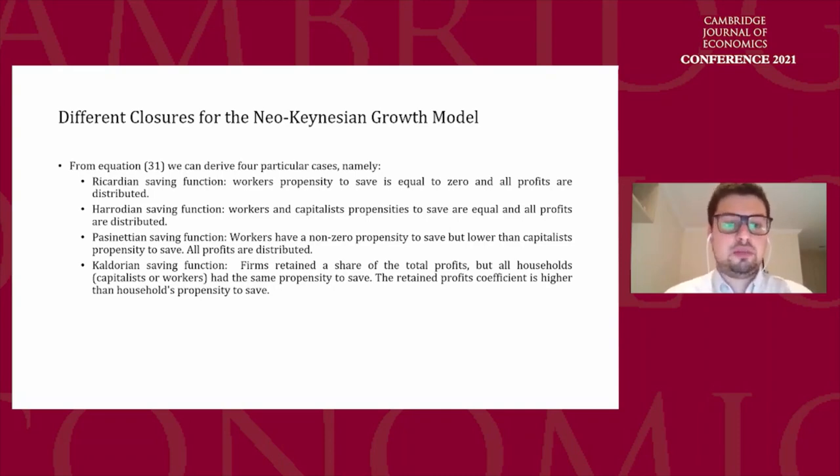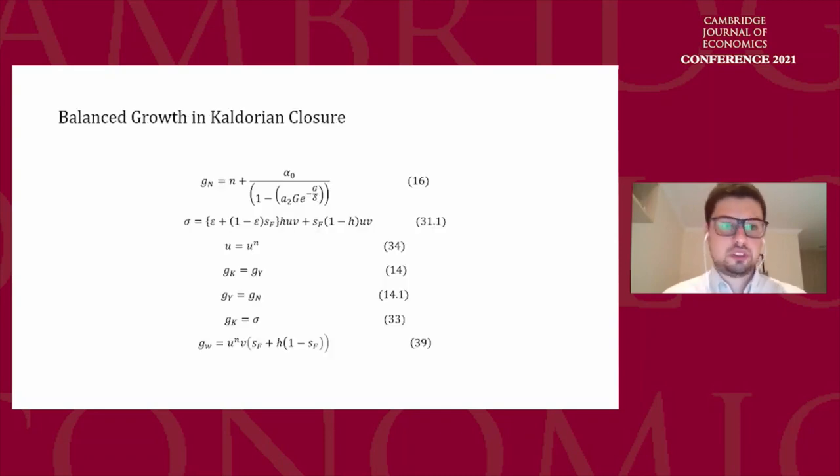The Pasinettian saving function, where workers have a non-zero propensity to save, but lower than capitalists' propensity to save, and all profits are distributed as well. And the Kaldorian saving function, in which firms retain a share of total profits, but all households, capitalists and workers, have the same propensity to save and retain profits. The retention coefficient is higher than households' propensity to save.